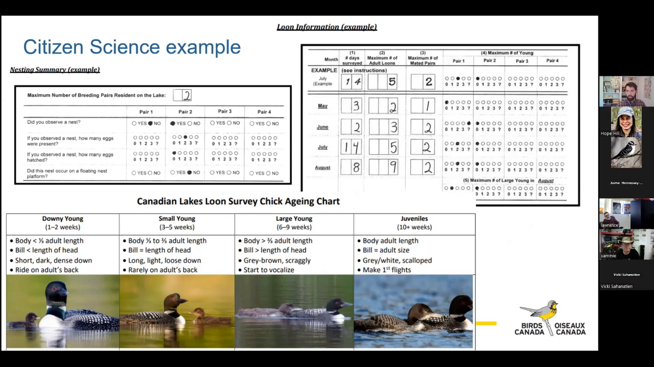And once you do this across enough lakes, or through enough years, you get information on how loons are doing and whether they're breeding as frequently, successfully raising as many chicks, that kind of thing. And it's really useful, but it also engages a bunch of people and doesn't take a lot of training to be involved in.